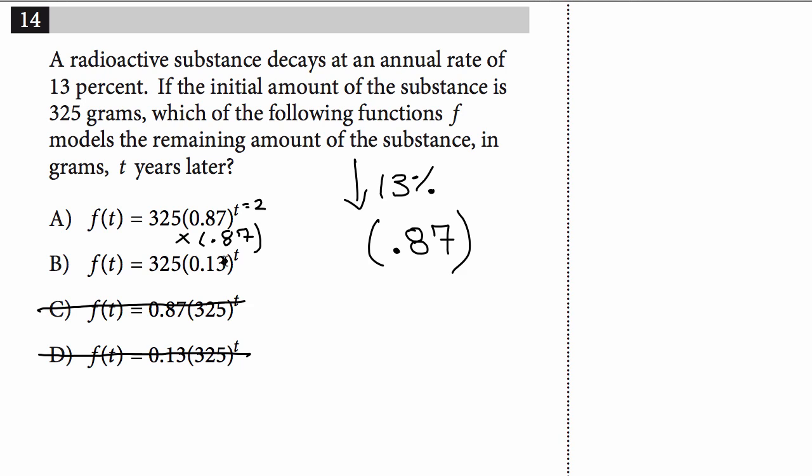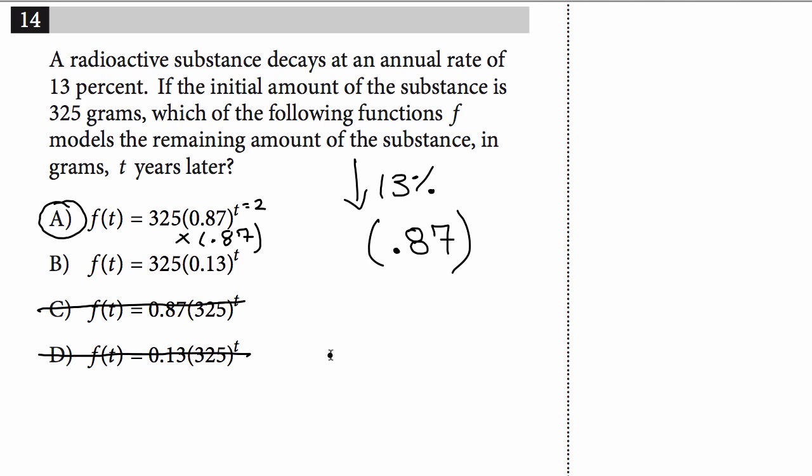So that's another way of thinking about it. You're taking 87% of whatever you got last year. And then next year, you'll take 87% of that. Okay? So choice A is the one you want here. And if you did the math out, I'm not going to do it now, just know that that's the trick.